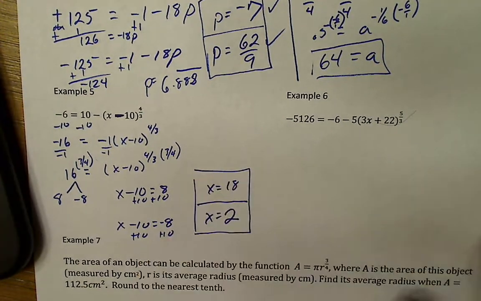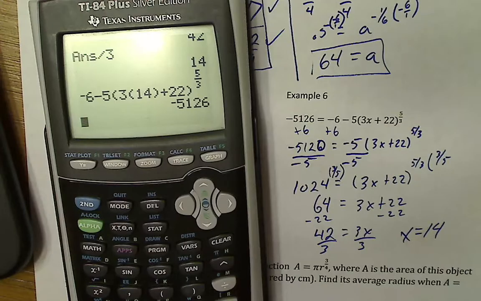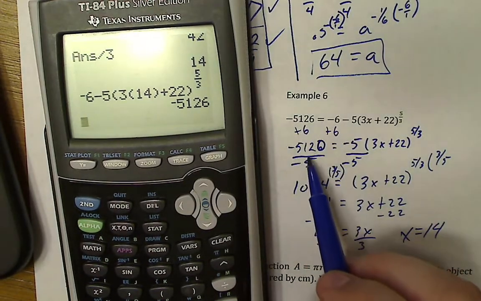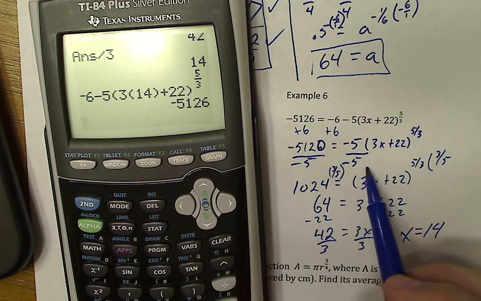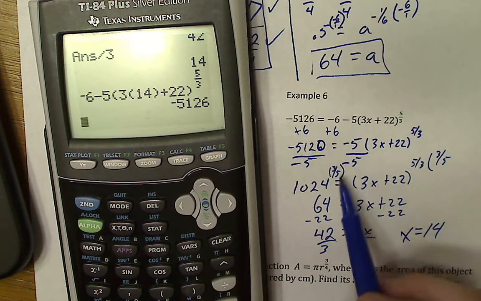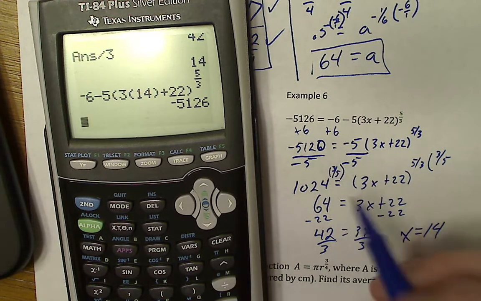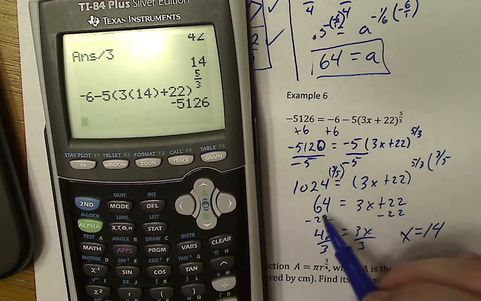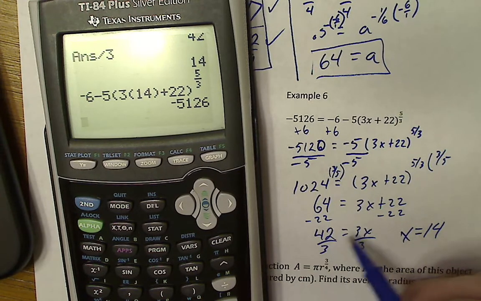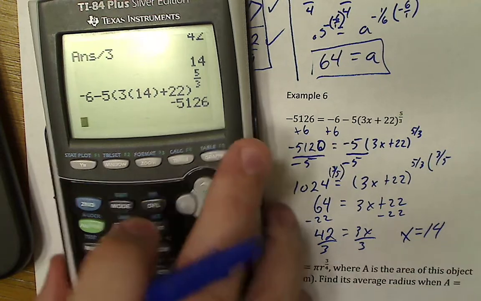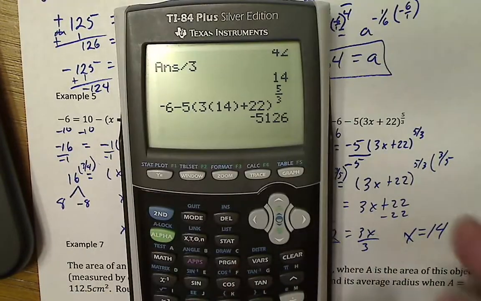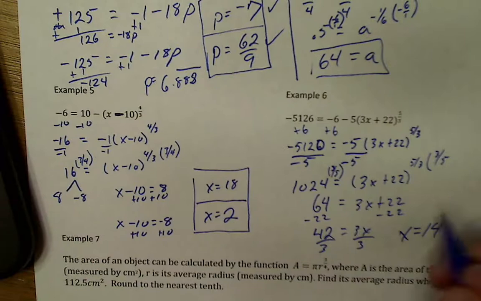So again, there's number 6. If you want to try it, I'm going to pause it here, and I'll be back in a second. Okay, here's number 6. So again, add 6 to both sides, divide by negative 5. Then I take the reciprocal of 5 over 3 to 3 over 5. 5 is odd, so I'm not worried about the other number here. We get 64, subtract 22, get 42, divide by 3, get 14. I check my answer, and it's the same as I started with, so 14 is the right answer.